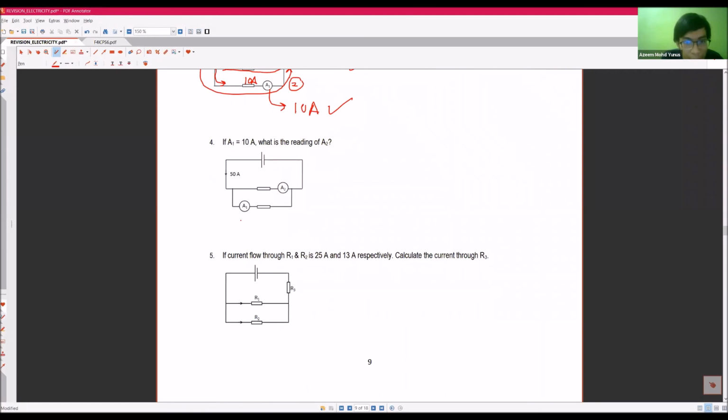If A1 is 10 amperes, what is the reading of A2? So let's trace our path. Let's say that our path starts from here. We have the first path and then we have the second path. You should go from positive to negative, but we make it simplified because both this path and this path here are shared by these 2 paths. So basically we have 50 amperes total that needs to be distributed between A2 and A1 here. A2 in the first path, A1 in the second path. We already know that A1 has 10 amperes. That means the remainder must be 40 amperes, to make a total of 50.